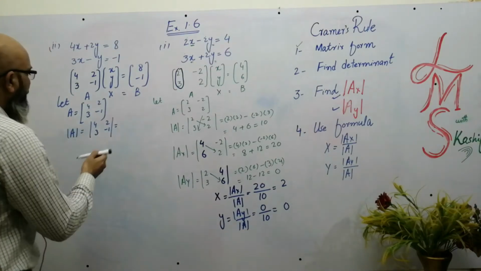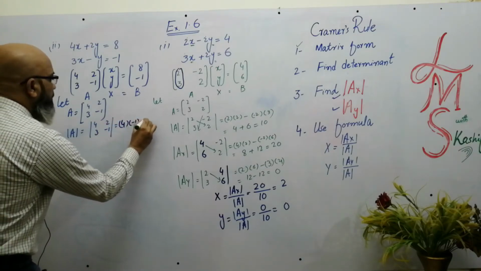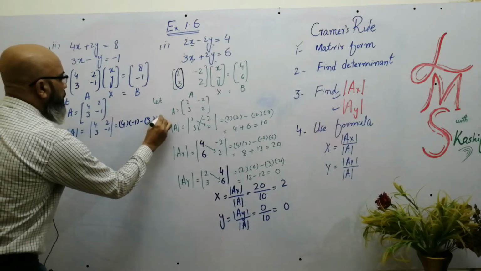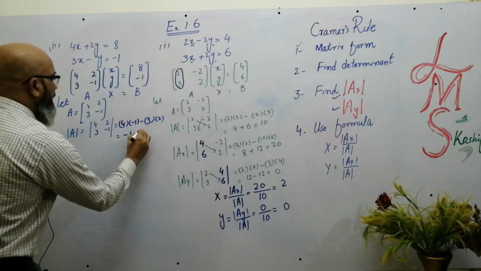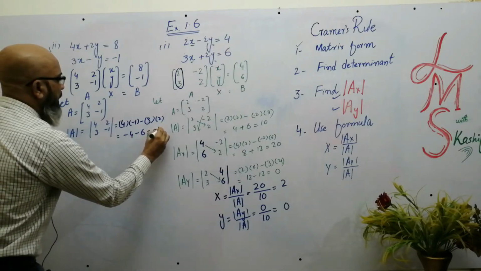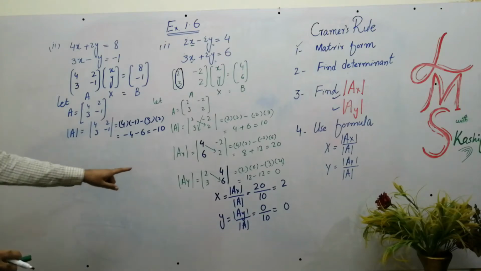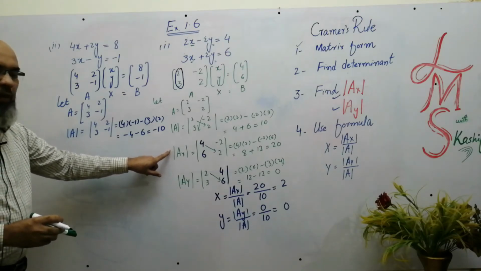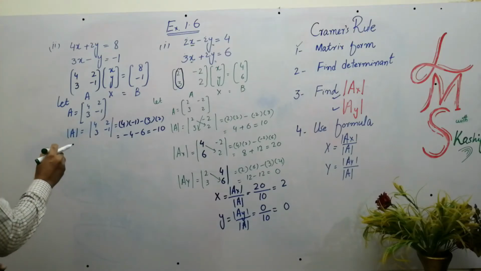So what is the determinant? That is 4 into minus 1 minus 3 into 2. So minus 4 and minus 3 2s are 6, that is minus 10. So now what we get here, अब हमने क्या करना है? We have to find the determinant of Ax and Ay. First we will make Ax determinant.